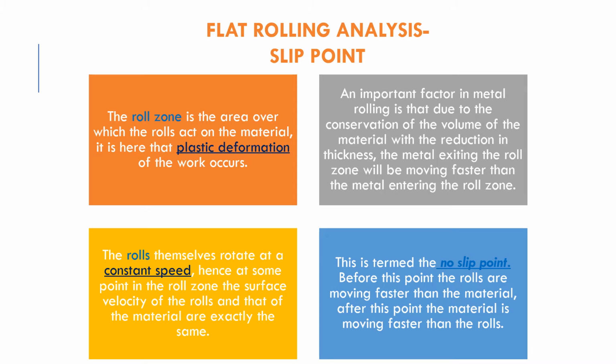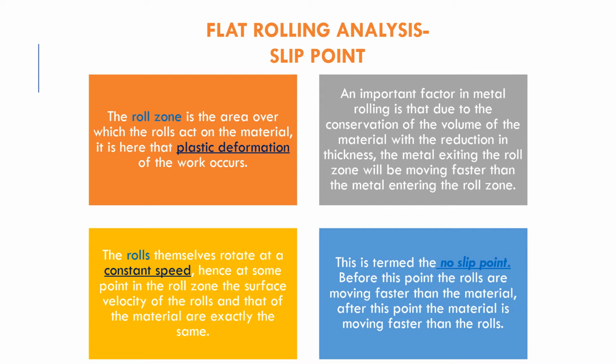And then what we have to know is when the metal enters the roll zone, the velocity of the starting material is slower compared to the velocity after it has entered the roll zone. The roll itself will move at constant speed. Based on this judgment, there will be one point in the process where the velocity v naught and v final will be the same. At this point, when the velocity is the same, it is called the no slip point.